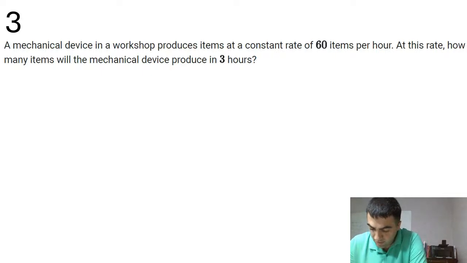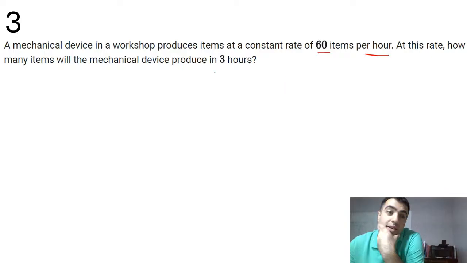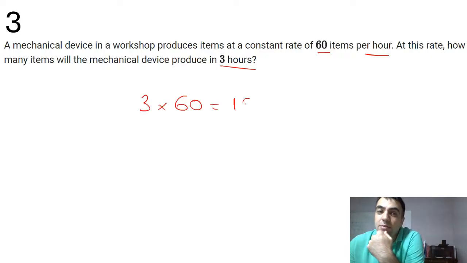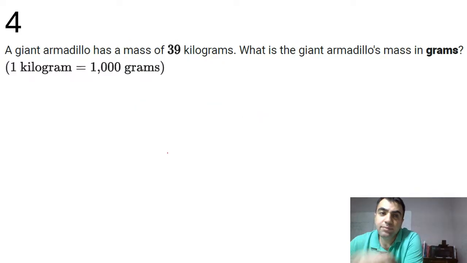Mr. Tuncay says 180. Let's have a look. A mechanical device in a workshop produces items at a constant rate of 60 items per hour. At this rate, how many items will the mechanical device produce in 3 hours? Yes, Tuncay, you are right. We should multiply 3 by 60 and we get 180. Fourth question.